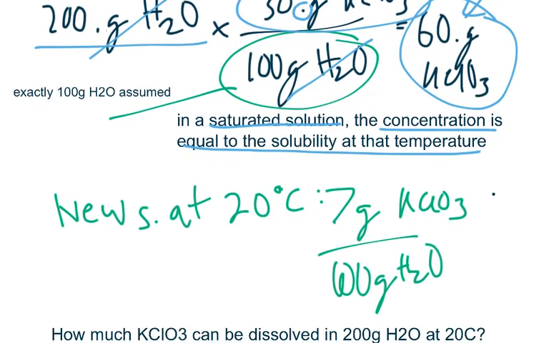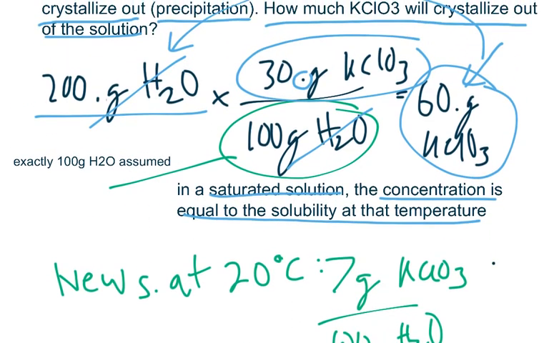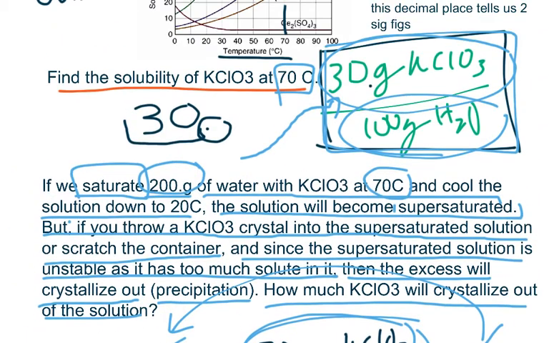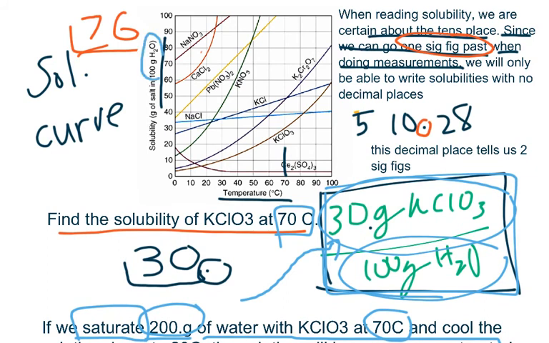Now, we have to talk about one more thing, and that's that this number, 100 grams of water, is an exact number, because we are assuming that exactly 100 grams of water is there, and we know for sure that 30 grams of KClO3 dissolves in exactly 100 grams of water. So this unit over here is an exact number, because we are not measuring that, because if you measure something, it's not going to be exact anymore, because anything you measure is bound to have some error.